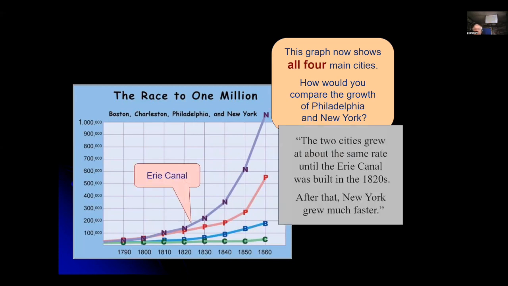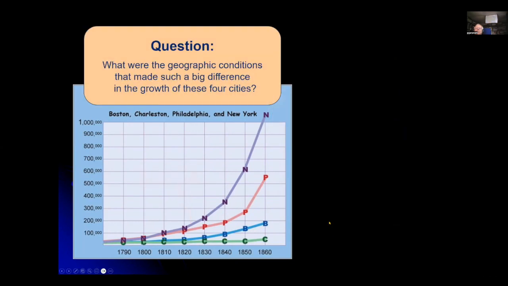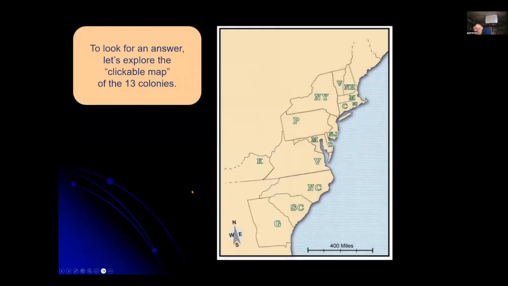And part of the reason you're going to find out, they will find out, is the Erie Canal. They were all kind of growing about the same rate back in the 1790s. And then New York and Philadelphia started doing a little bit better, but it took until the Erie Canal, and then New York absolutely took off. So what were the geographic conditions that made such a big difference?